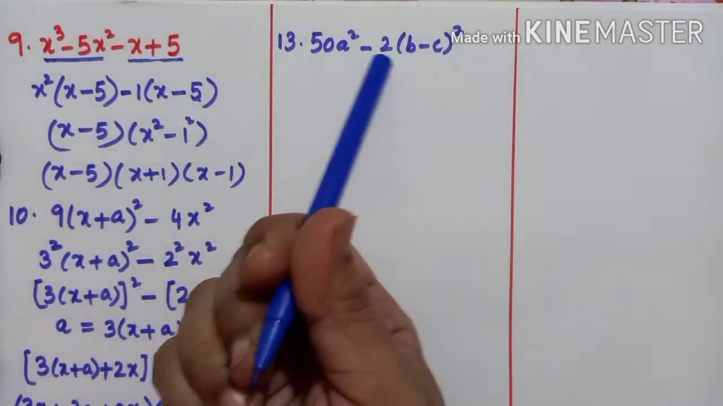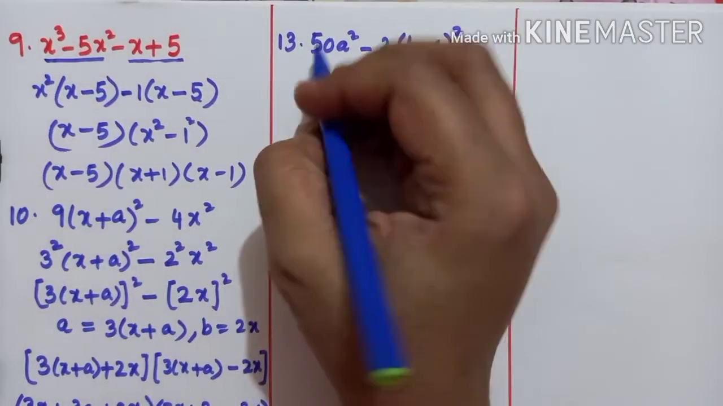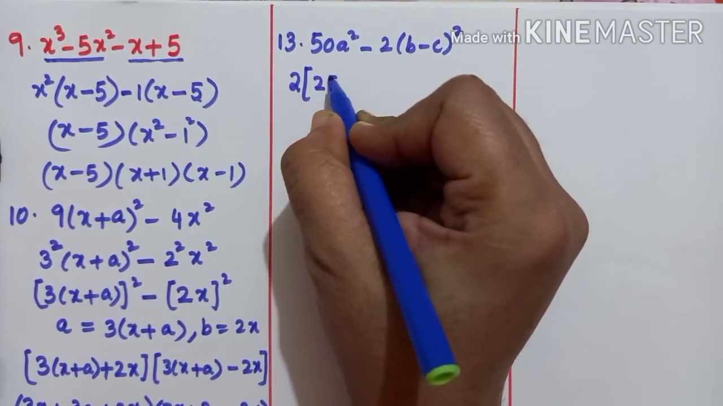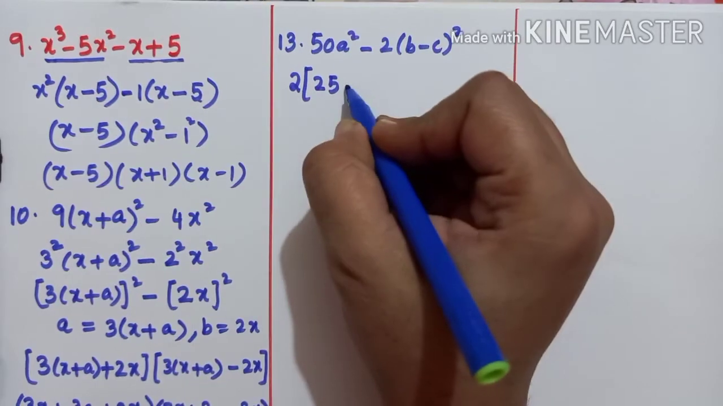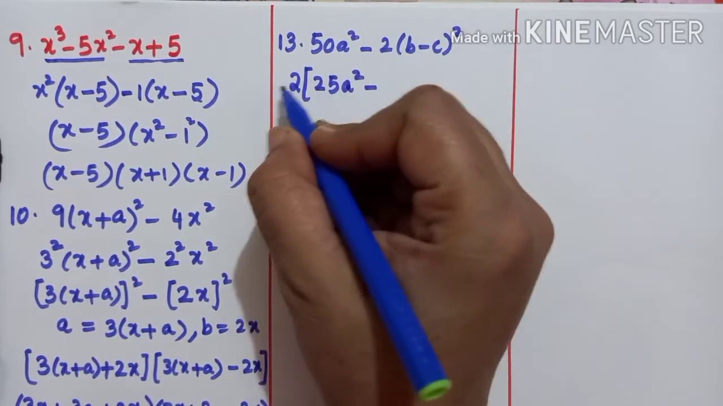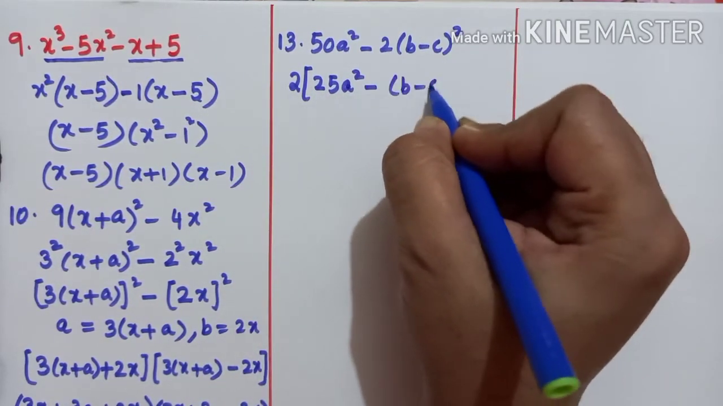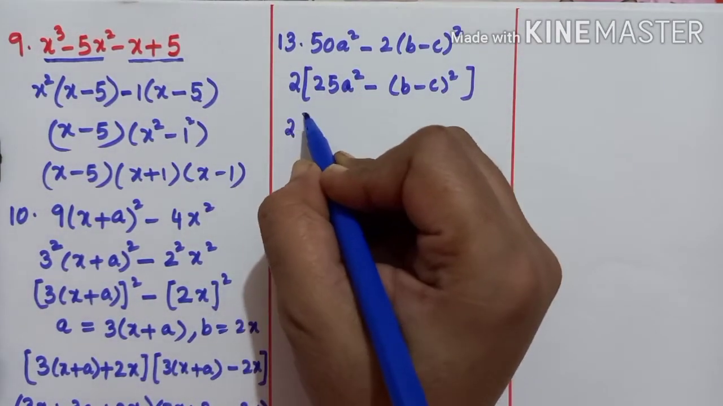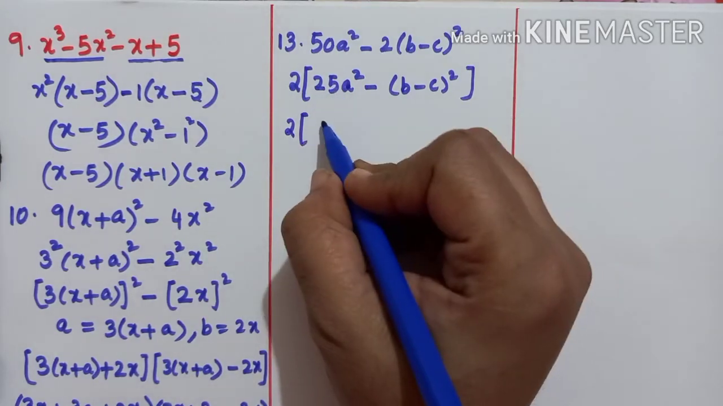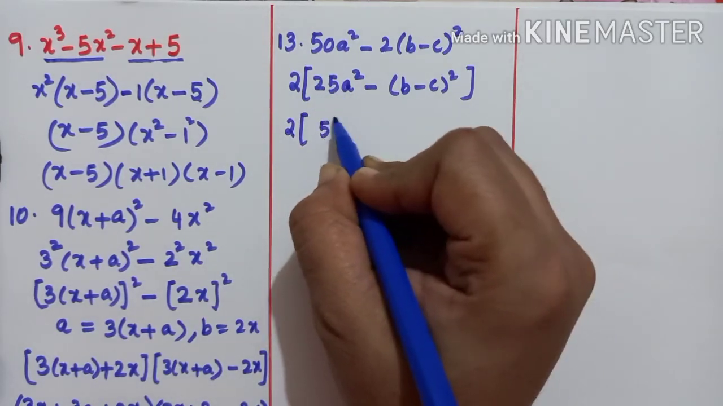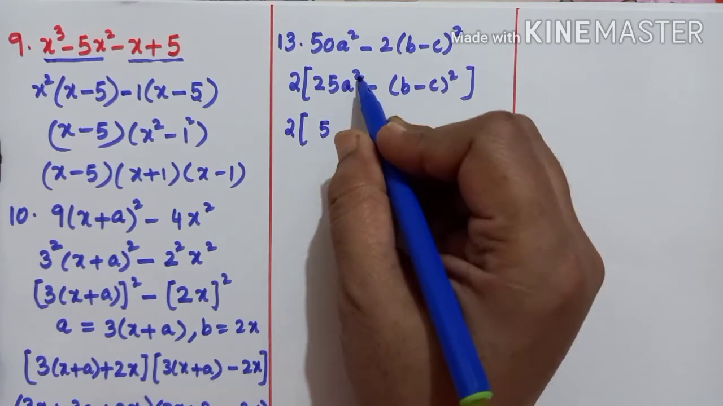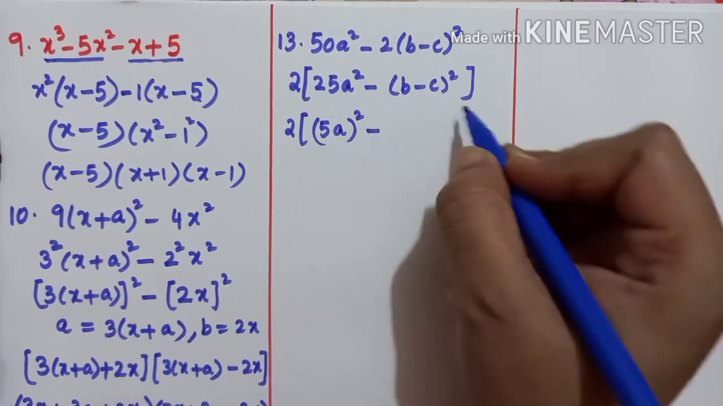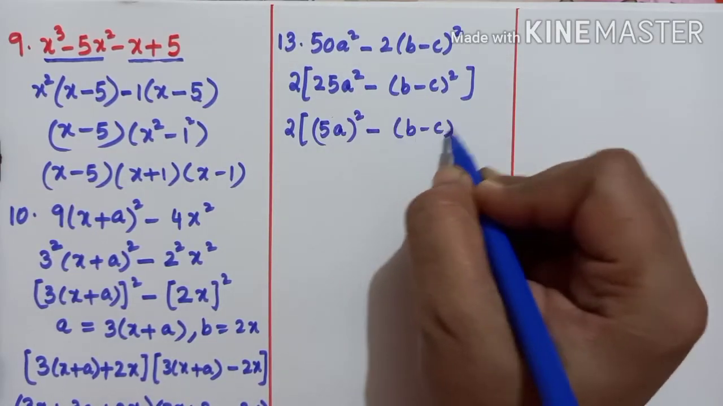So let us take 2 common. Okay, so 2 common outside, so 2 into what will be 50, 25. 2 25s are 50, then a square as it is, then 2 already taken common, then here b minus c whole square is remaining. Okay, so now 2 of, now this 25 is a perfect square, you can write 25 as 5 square. Okay, so 5 square and a square, so that means all together we will write 5a whole square minus b minus c whole square.